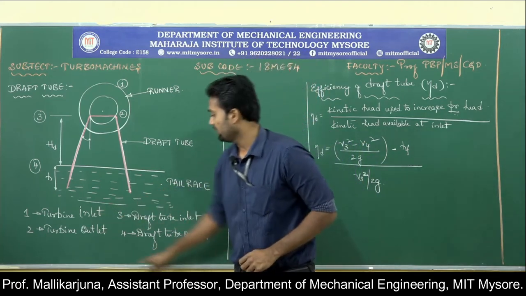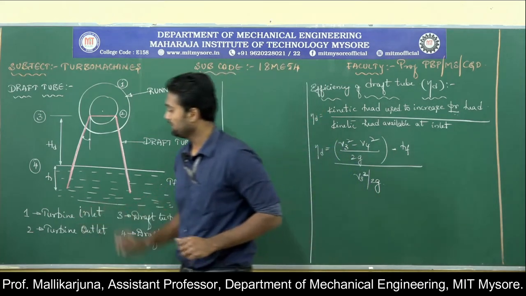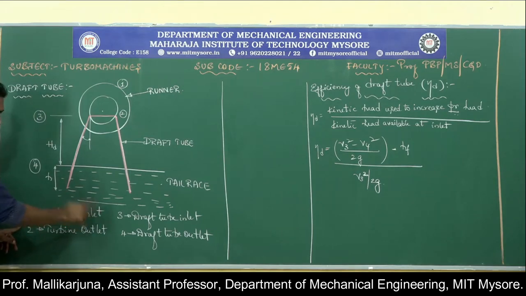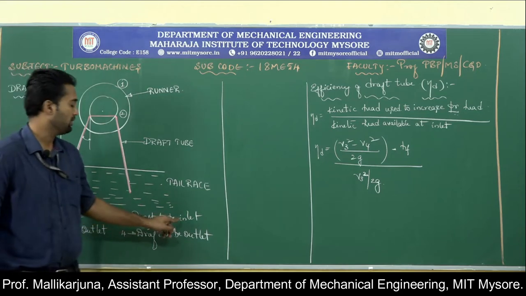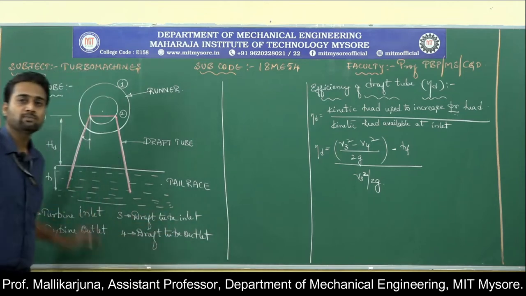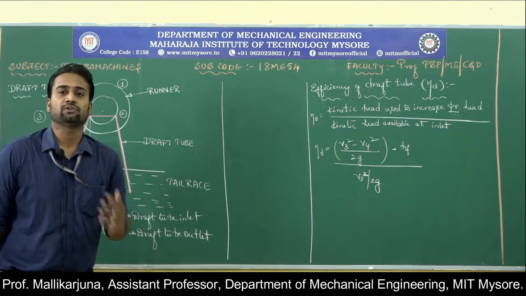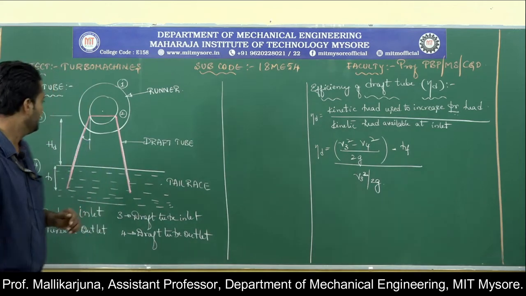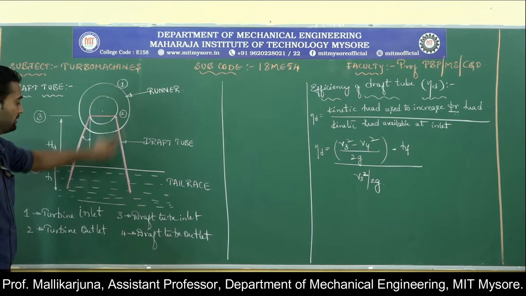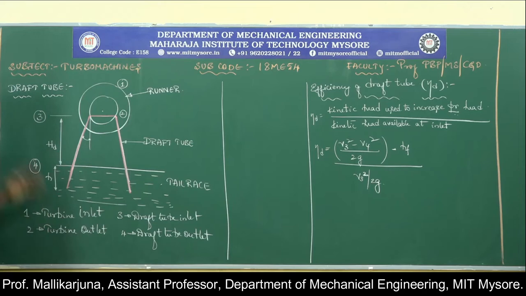For that purpose, I have given certain notations over here. Try to understand the notations. 1 refers to turbine inlet, 2 refers to turbine outlet, 3 refers to draft tube inlet, 4 refers to draft tube outlet. All these points are entry and exit points of the fluid at various positions. So now, 1 turbine inlet, 2 turbine outlet, 3 draft tube inlet, here it is 3, 4 draft tube outlet.